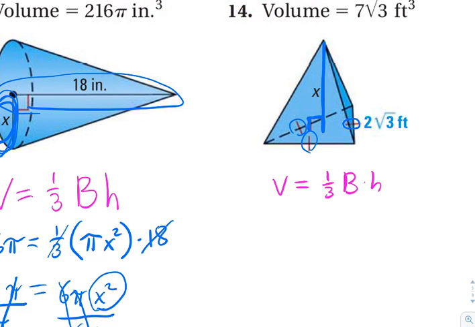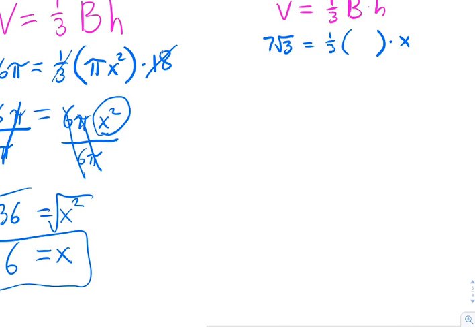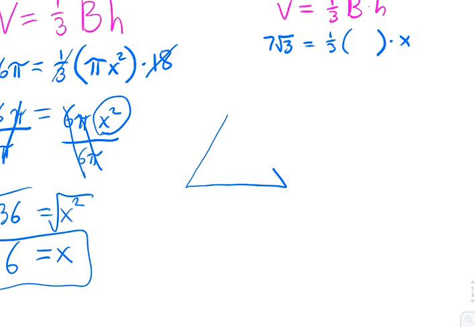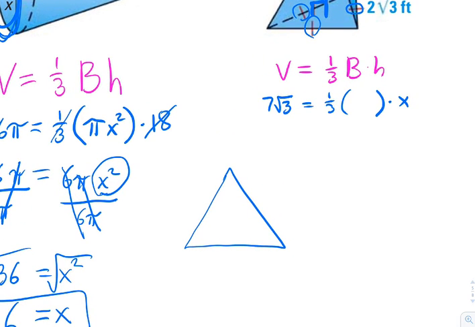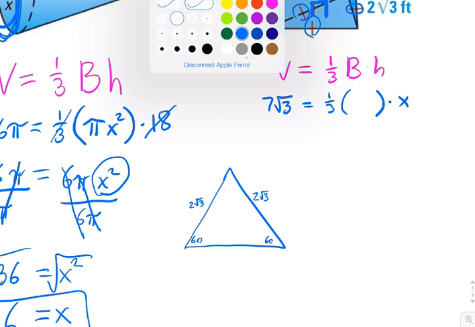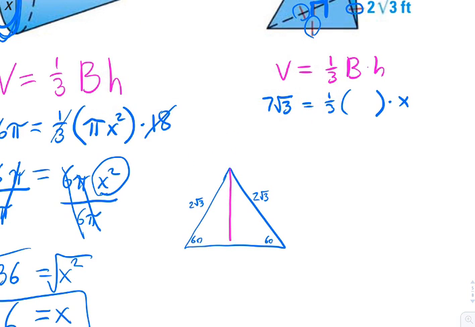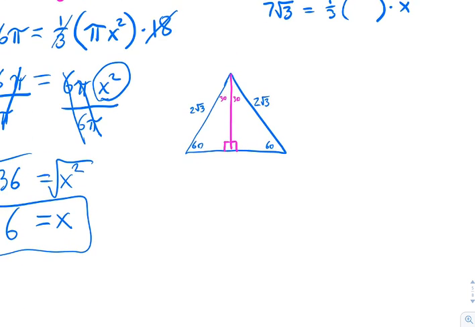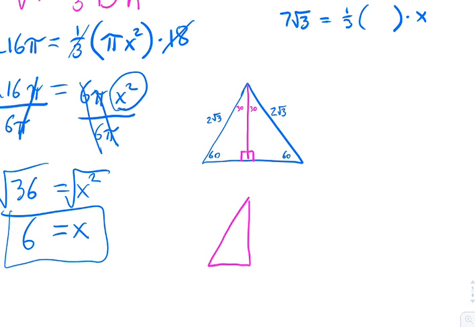So back over here, we've got 7√3 equals 1/3. We're going to have to do a little work to find the area of this base times the height of x. Okay, so let's go down here and see. So we've got an equilateral triangle, and each of the sides is 2√3. And I know all the angles are 60, 60, and 60. Anytime we have an isosceles triangle, anything that's symmetrical, we're going to go ahead and immediately cut that in half. So if I cut that in half, I cut the 60 at top up to 30 and 30.